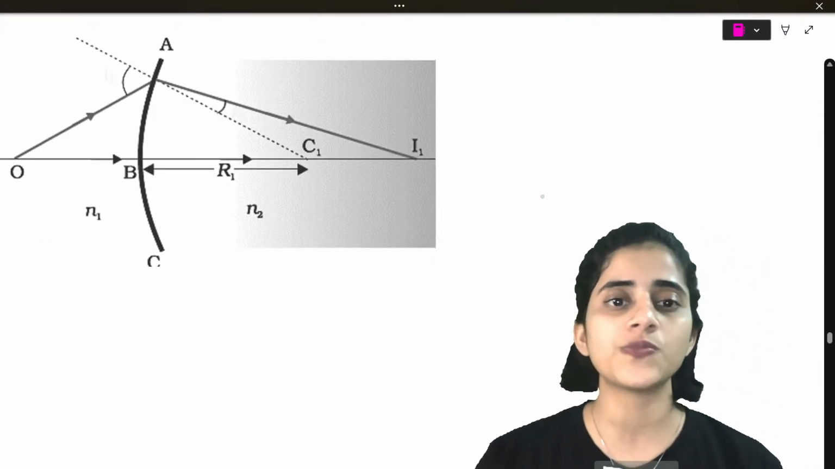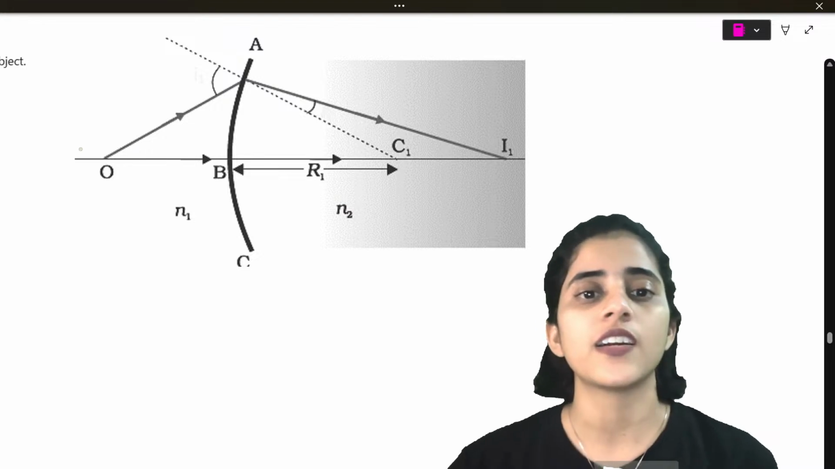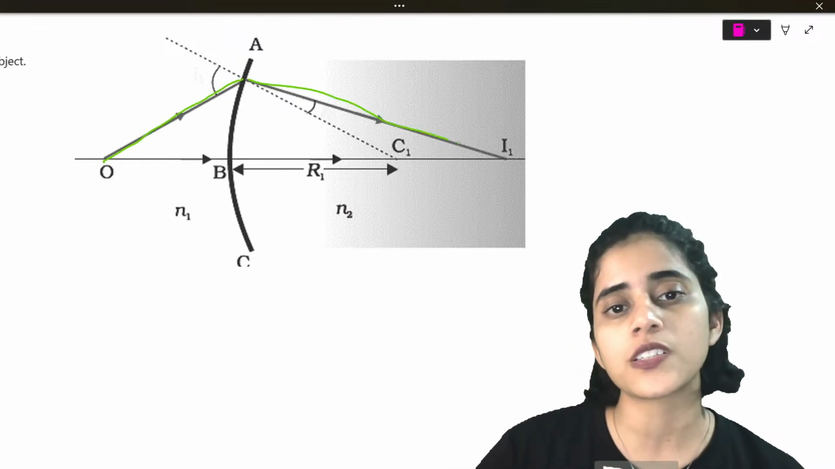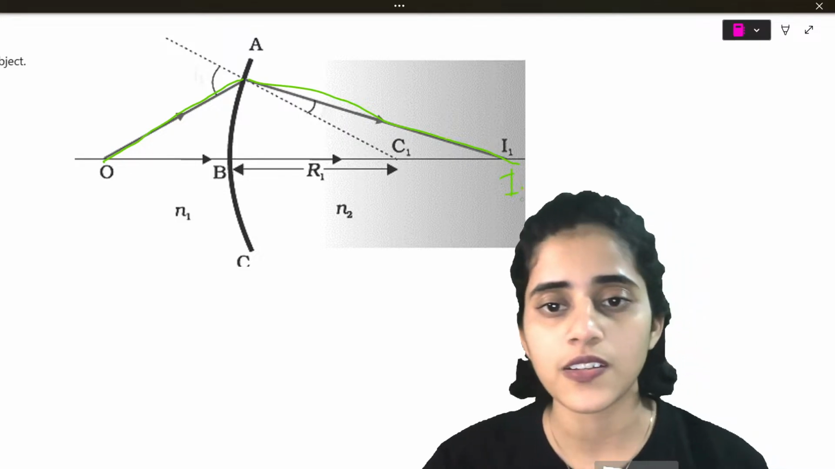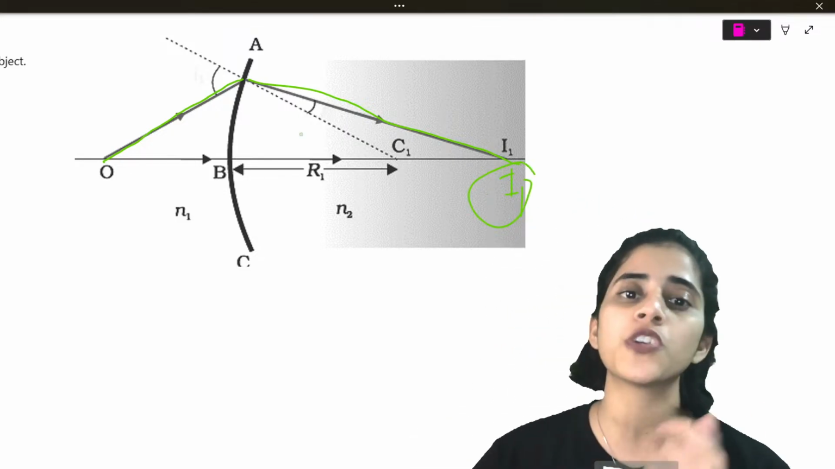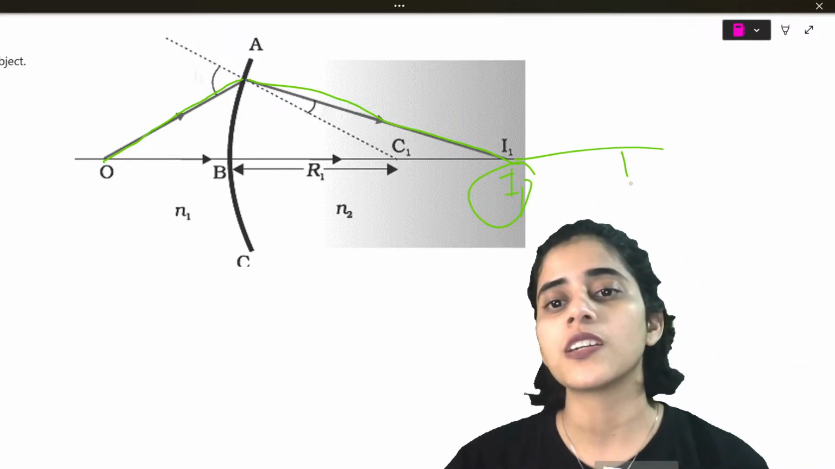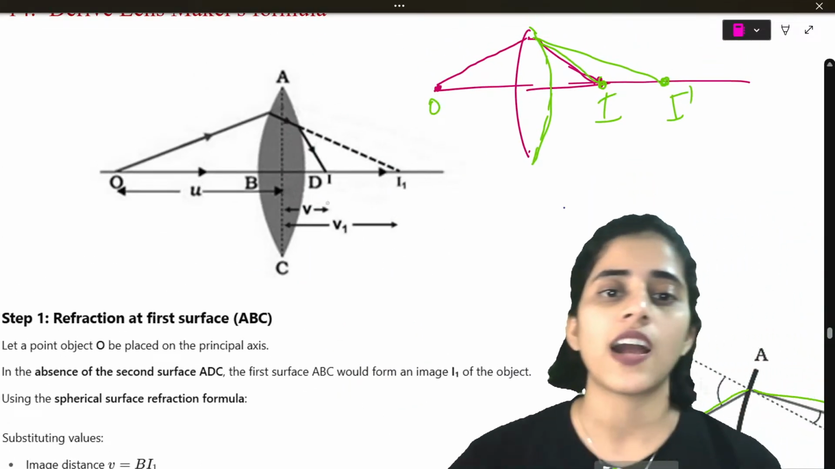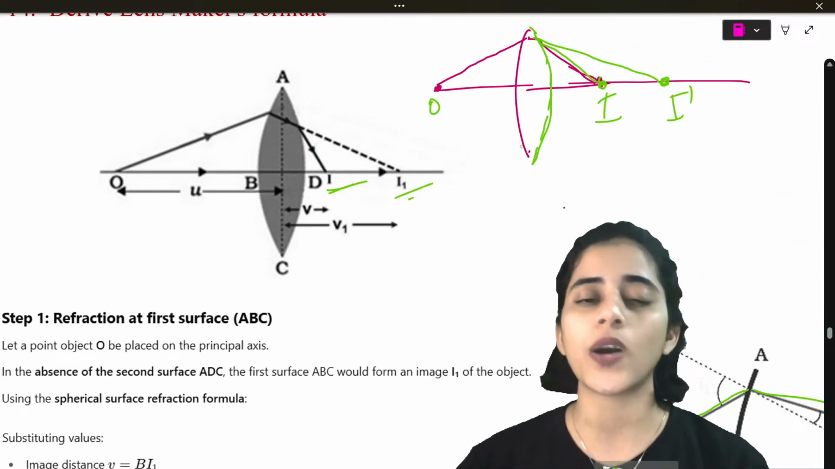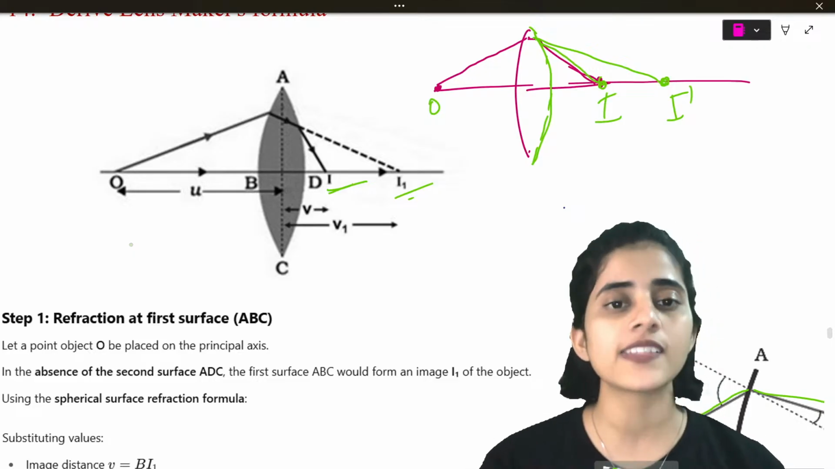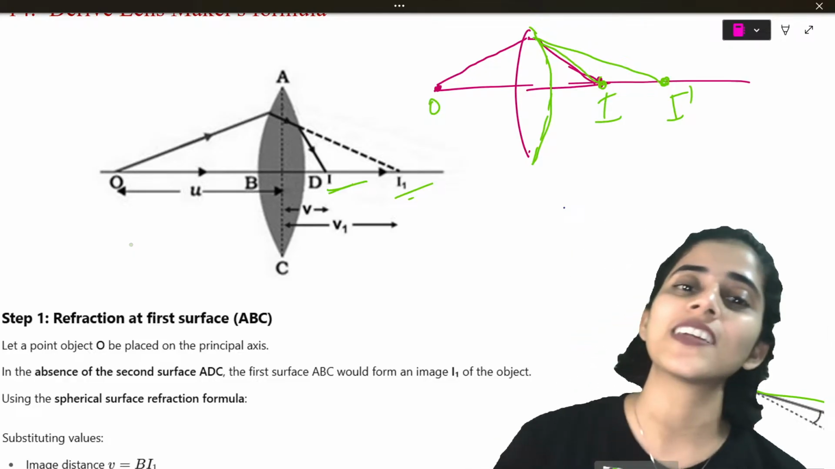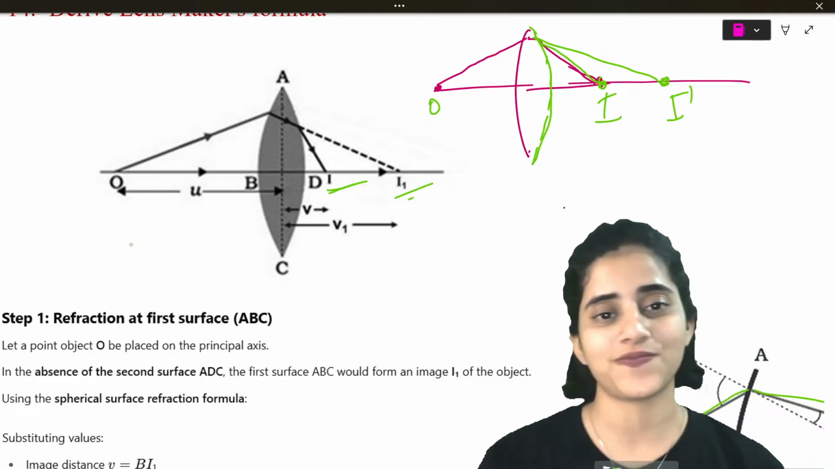This is how it's initially taken. There's only one object and the object produces an image here. Now this image produces another image here. That is why I have I and I1. So I is the image because of the object. I1 is the image because of I. Yeah?